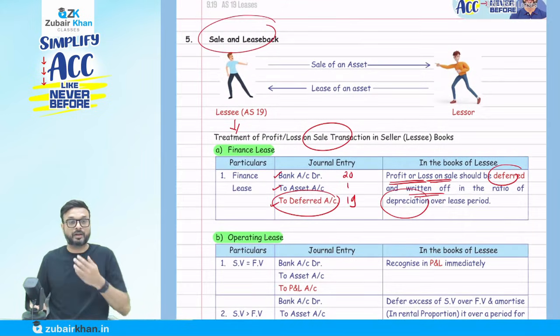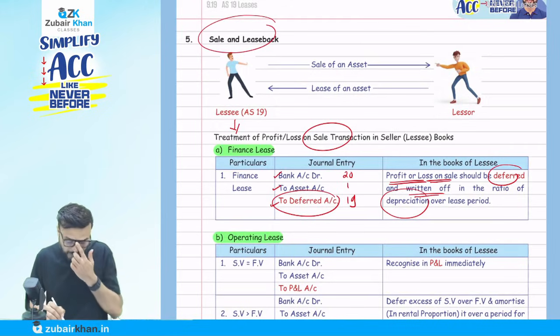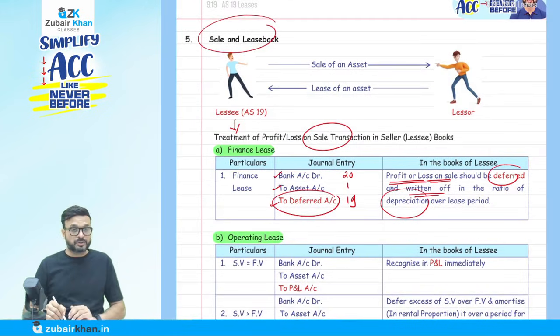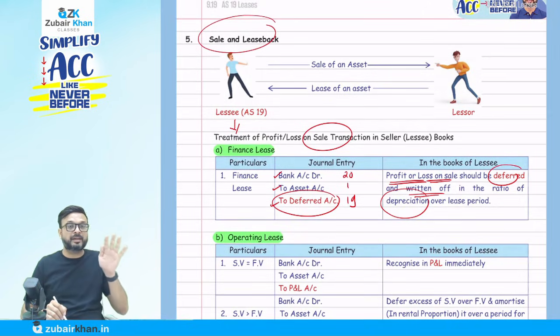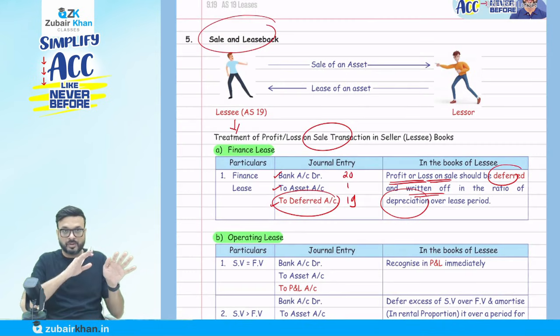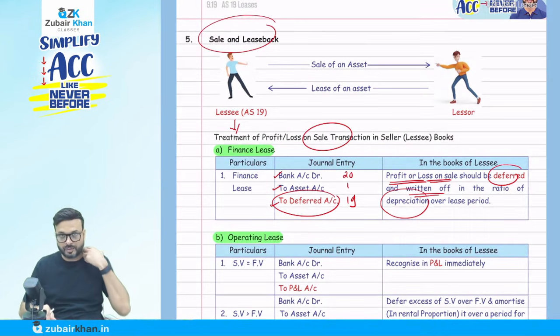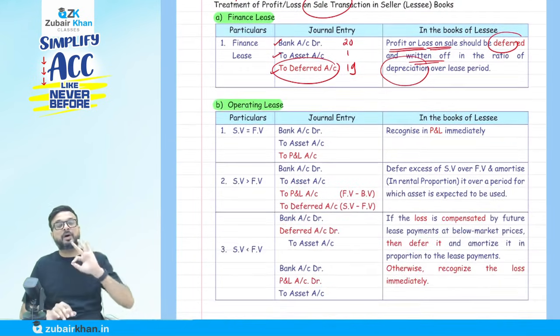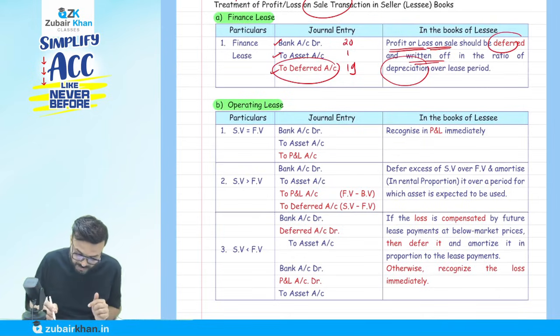Because it's a finance lease, the asset will be recorded in my books of account. So in the proportion in which I am charging depreciation, in the same proportion the balance of the deferred amount will also be transferred to the P&L account. Remember this. Now, if it is an operating lease, three situations might happen.